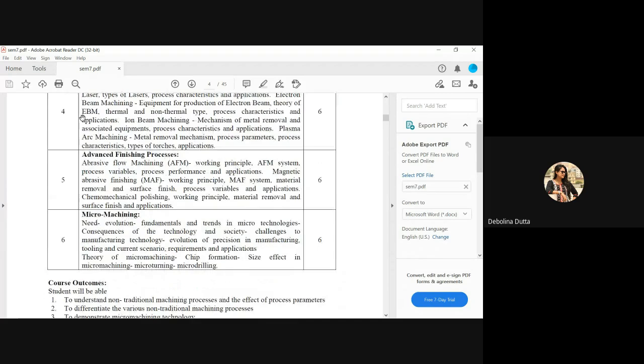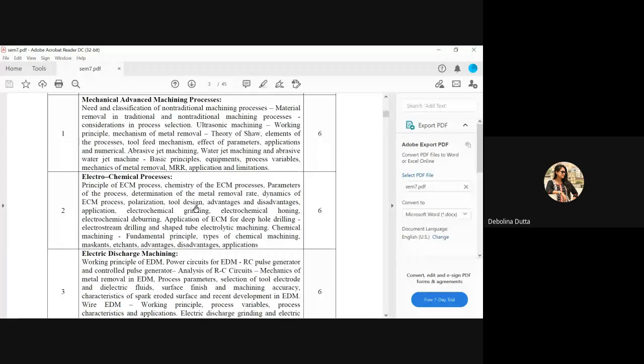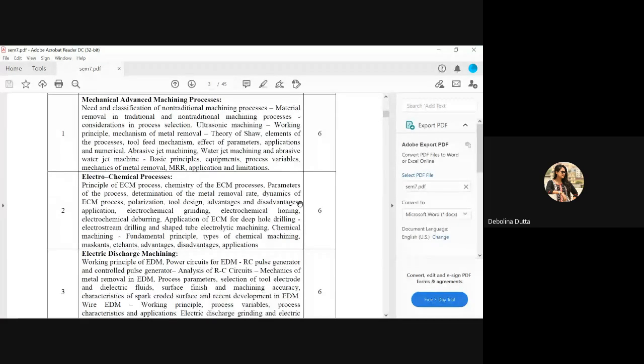Other than this, these are the non-traditional machining processes. Other than this, we have advanced finishing processes and micro machining processes in detail. Okay, in detail we have all these processes. If you do higher studies in manufacturing, you may proceed on some particular topic, maybe electrochemical processes or electro discharge machining, like this. But in this semester we have all these processes with a little bit more description in this subject.